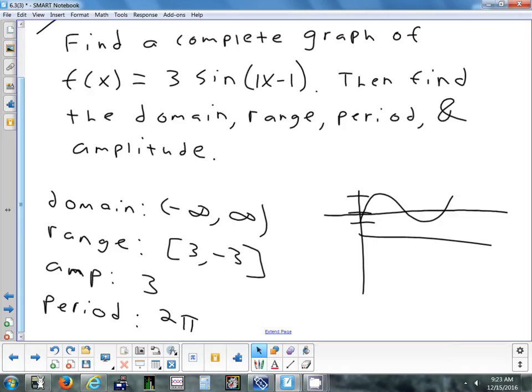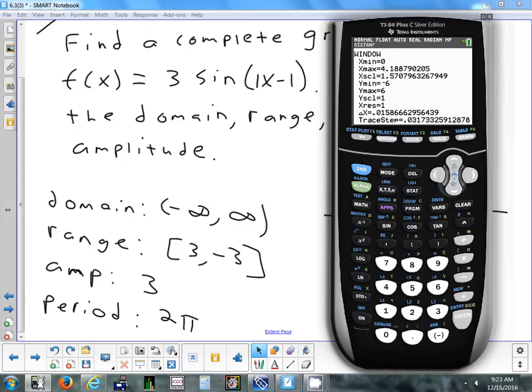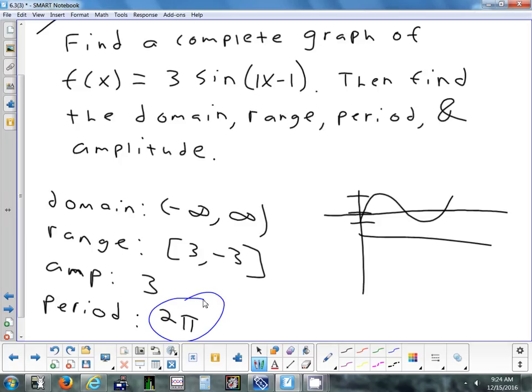All right, because I just didn't want to get in the habit of always writing that quickly without thinking about it a little bit. All right, let's find a complete graph of 3 sine x minus 1. So I already know it goes from 3 to negative 3. So I could leave my window like that, or I could bring it in a little bit. Let's bring it from negative 4 to 4. And let's say I want to see two cycles on the screen. Yeah, that means I need a window that's 4 pi units wide.